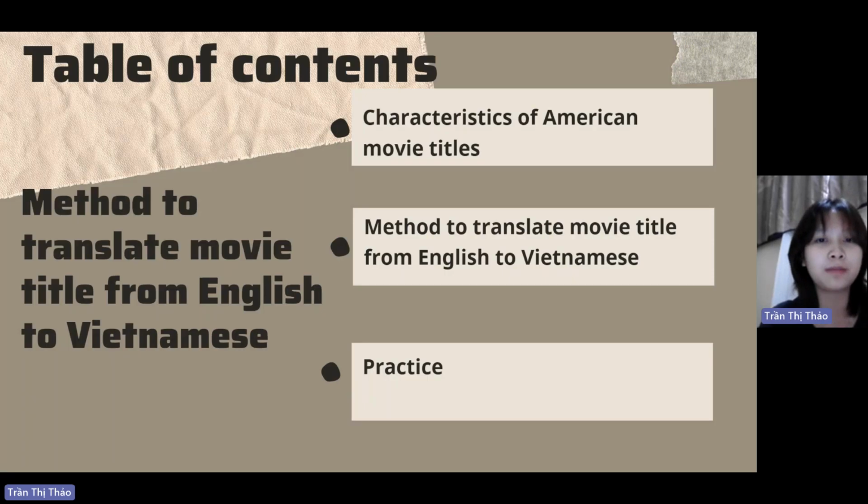Today I will present the topic: methods to translate movie titles from English to Vietnamese. My content includes three parts. Part one is the characteristics of American movie titles. The second part is methods to translate movie titles from English to Vietnamese, and the last one is practice.